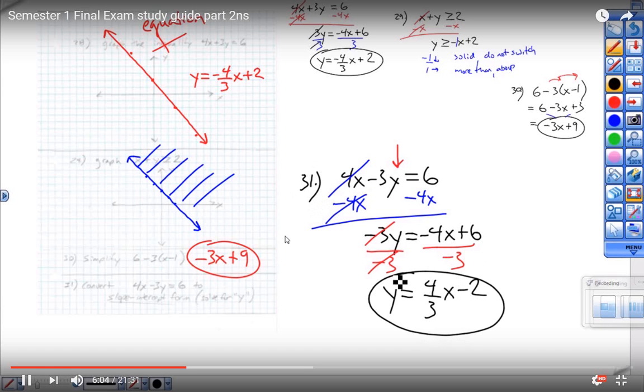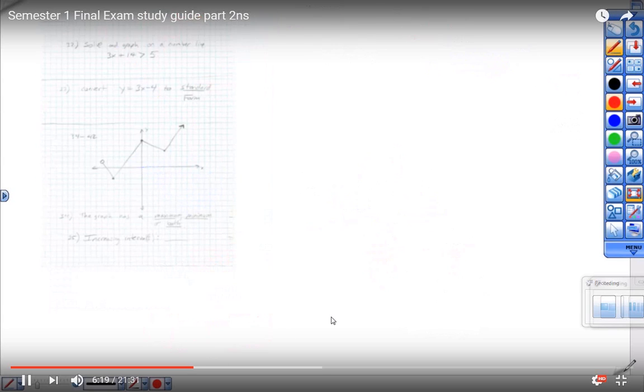So that line would have a y-intercept of negative 2 and a slope with a run of 3, rise of 4. Run of 3, rise of 4, with a y-intercept of (0, negative 2). Alright, on to the next page.